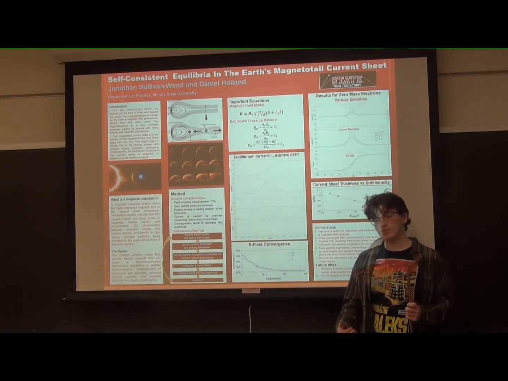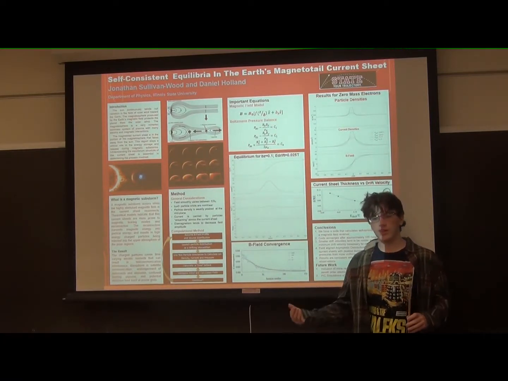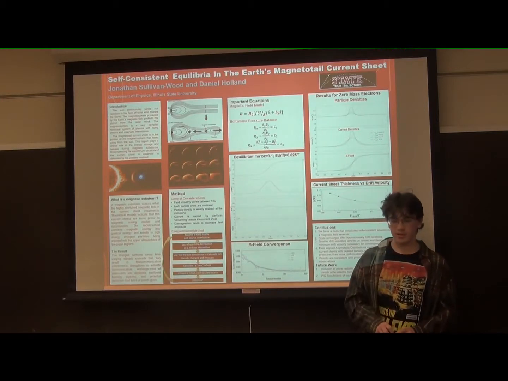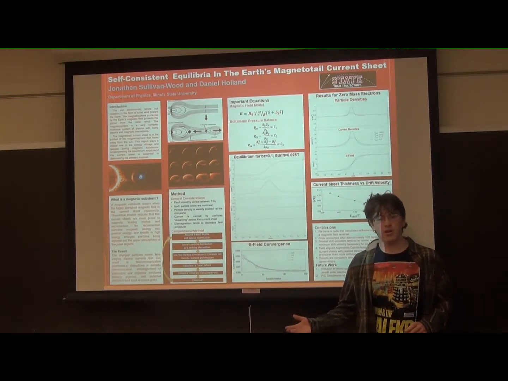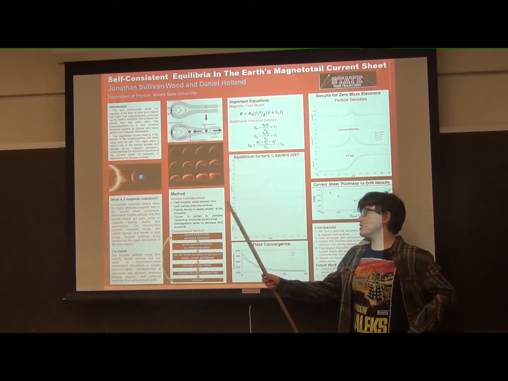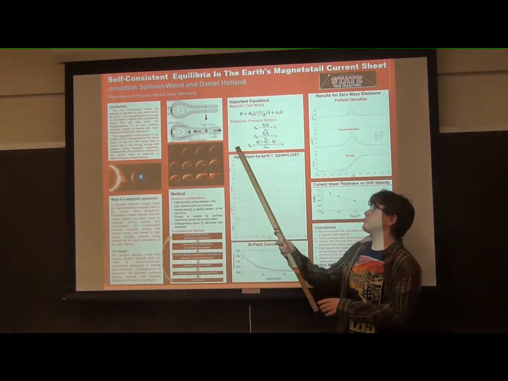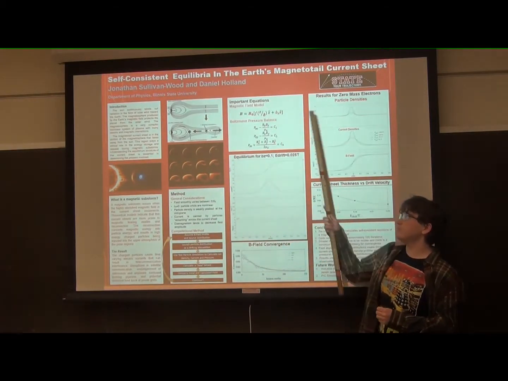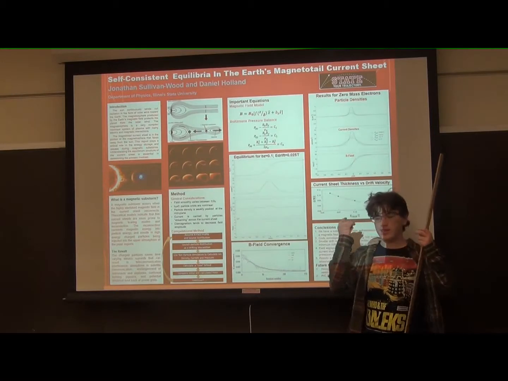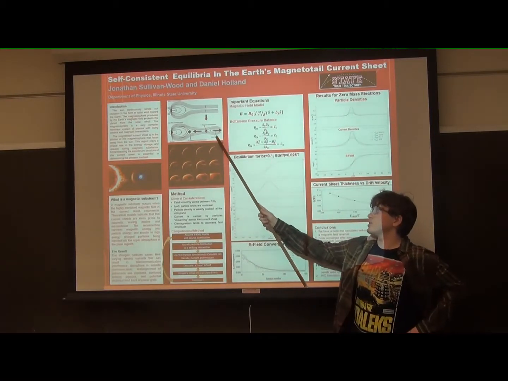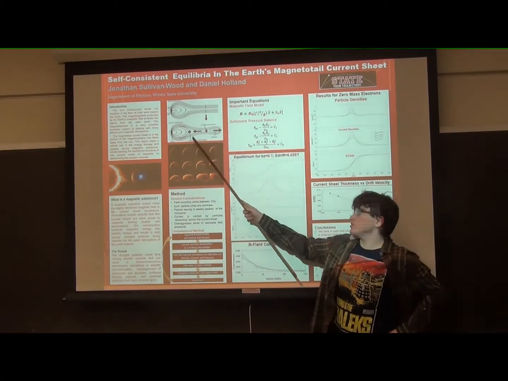Now, my research is concerned with conditions of the current sheet in the magnetotail that we see in something called a magnetic substorm. A magnetic substorm occurs when the magnetotail is stretched so far out that it snaps, sending particles both away from and towards the Earth.